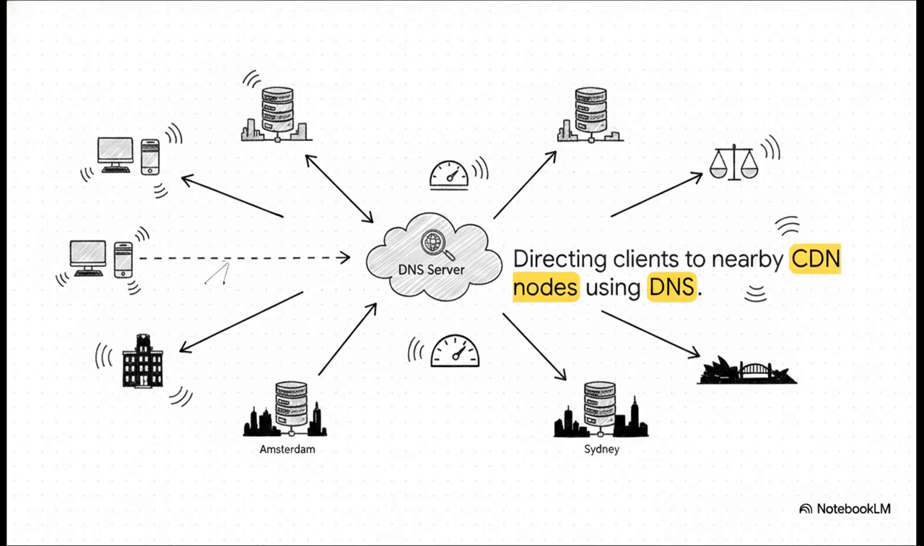The really clever bit here is DNS redirection. When you click a video link, a specialized CDN DNS server intercepts your request. It looks at your IP address, checks the current network distances, and evaluates the load capacity of all its servers. Then, it seamlessly returns the IP address of the absolute closest, fastest, most lightly loaded server. So Amsterdam clients get routed to Amsterdam, and Sydney's clients get routed to Sydney, entirely behind the scenes without you ever having to lift a finger.